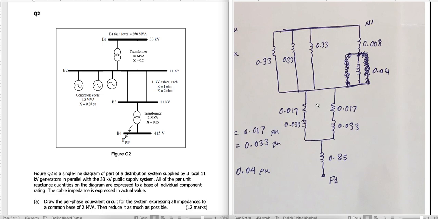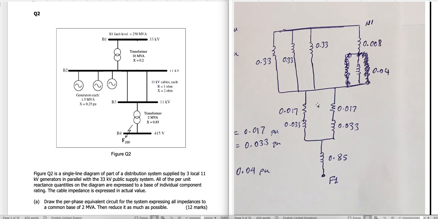After this bus, which is B2, there are 2 transmission lines. And then the transformer. And the fourth point, B4, is where we want to calculate the fault.